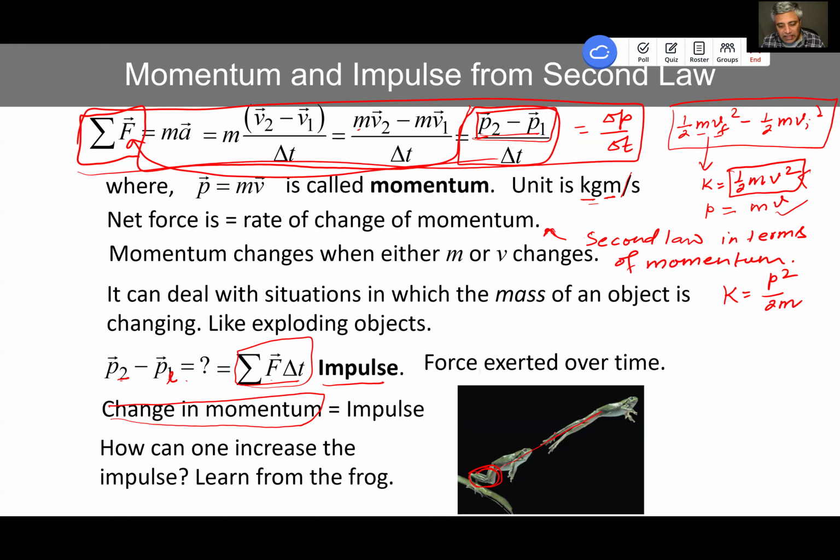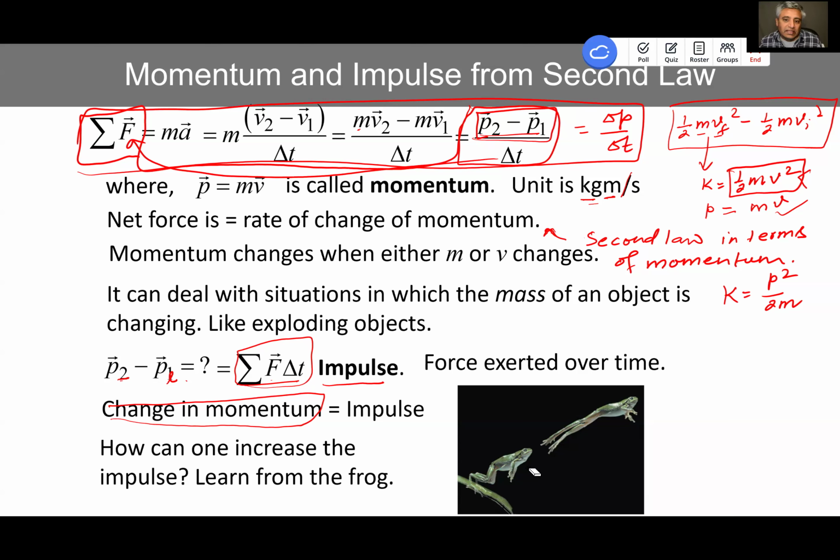So to make the time interval longer, you have to stay on the ground as long as possible. And that's why folding your knees or legs before you jump gets you higher than just jumping straight without folding your legs. And that's what you see here in the case of the frog jumping off this branch.